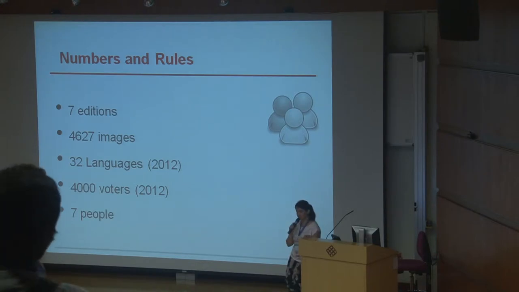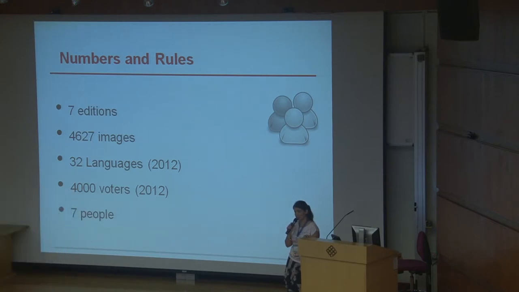The contest is translated every year into more than 20 languages, 32 last year. Last year alone, 32,400 votes in the second round. In the first round, there are many more. And the people who run it are actually seven people. From the seven, only three are Wikimedia, and the only one who is here, I can actually point to her.